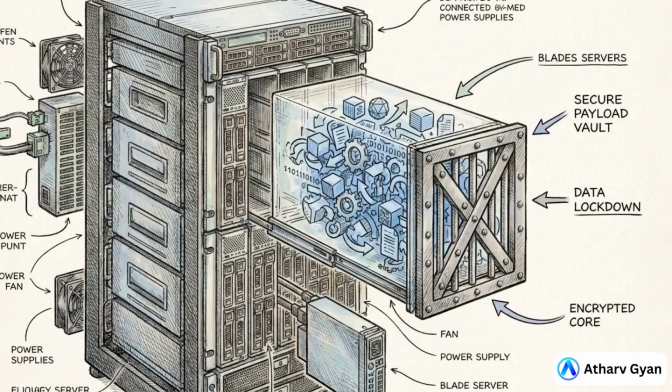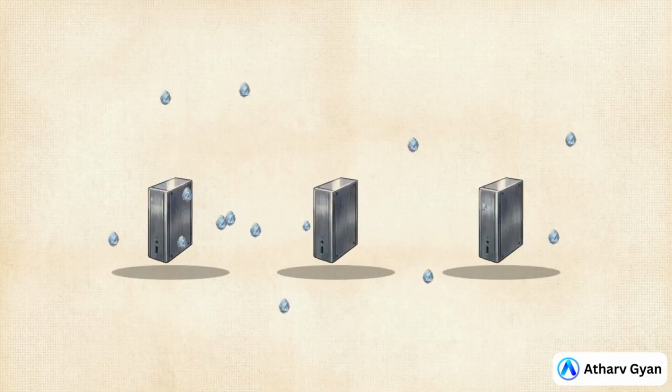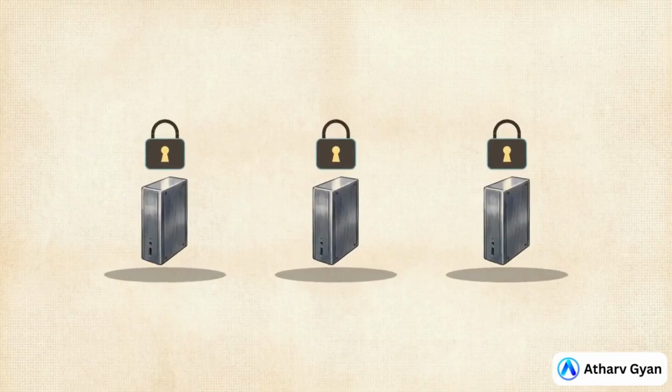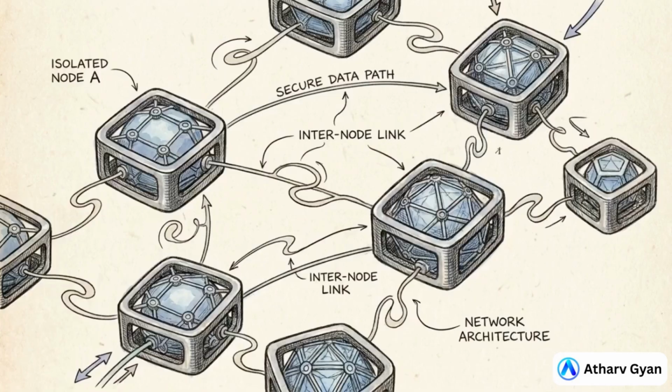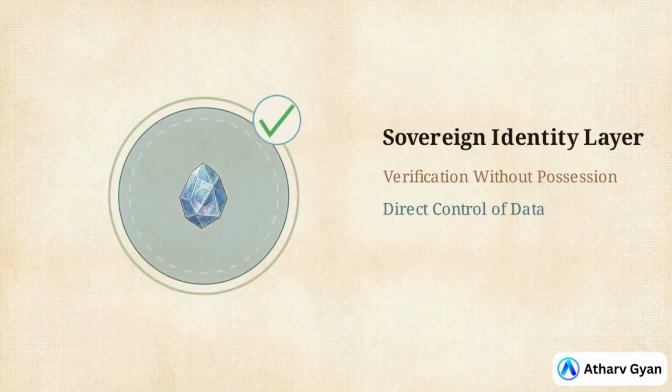The core security vulnerability of the current model is possession. Central authorities must physically hold and store your private data on their servers in order to verify your identity against it. Our engineering objective is to build a sovereign identity layer. This requires designing a system that verifies user attributes while granting those users direct control over their own data.